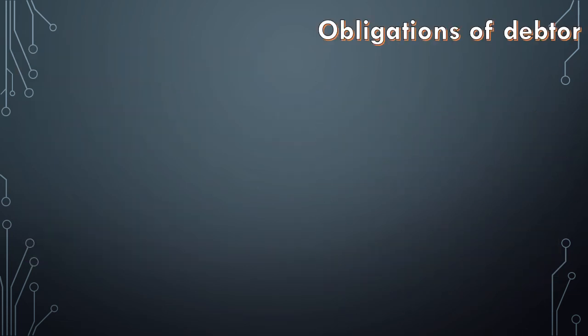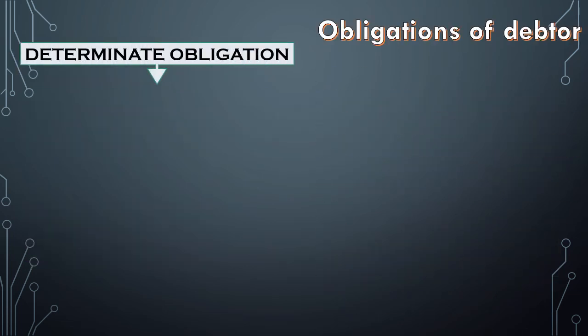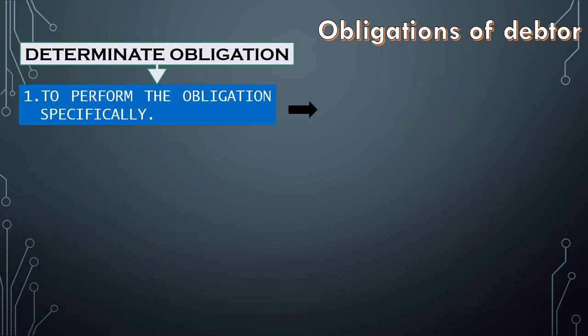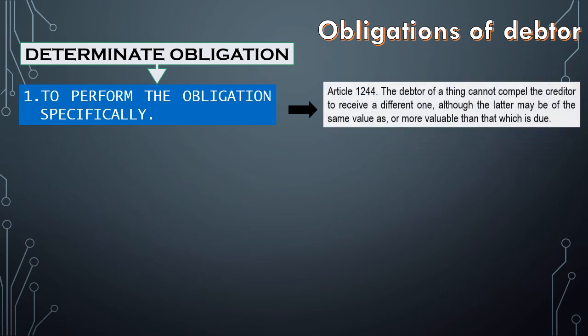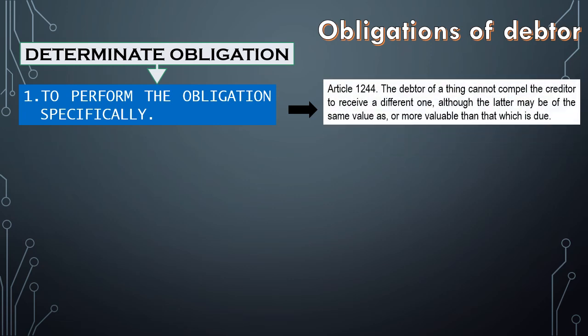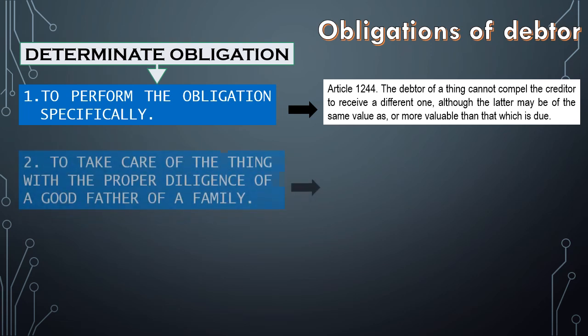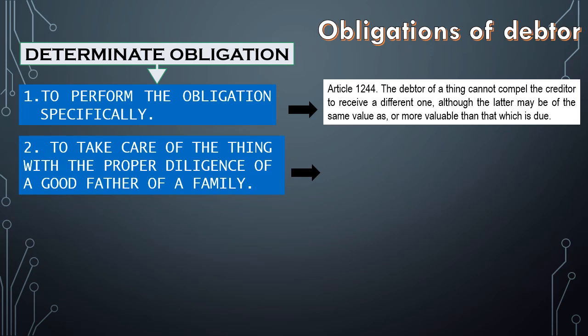How about the obligations of debtor? Remember that we are still talking about determinate thing. So the debtor has the obligation to perform the obligation specifically. And your basis for that is Article 1244. The debtor of a thing cannot compel the creditor to receive a different one kahit yung binibigay niya is more valuable. Second, the debtor also has the obligation to take care of the thing with the proper diligence of a good father of a family.